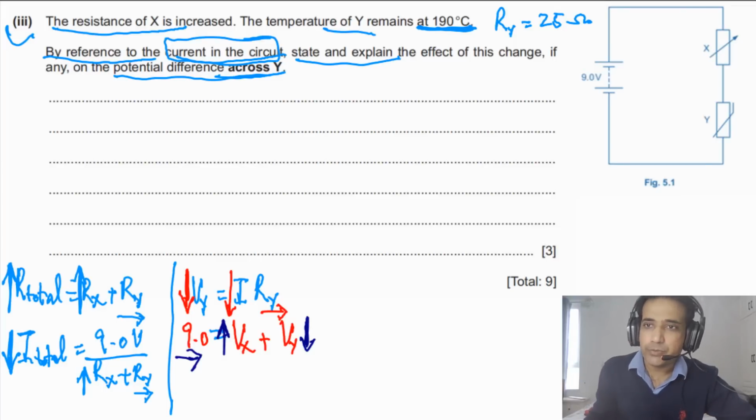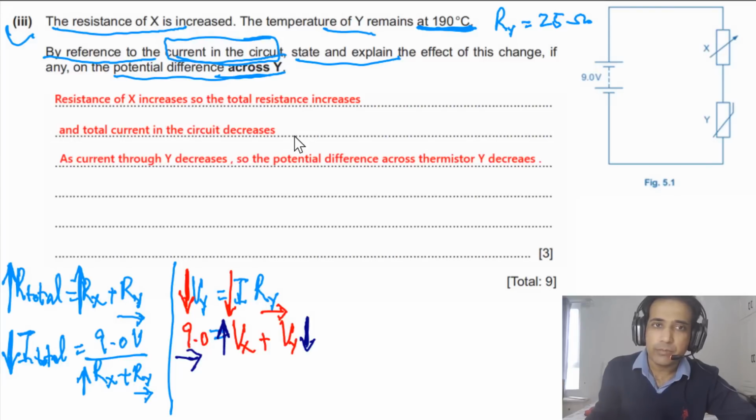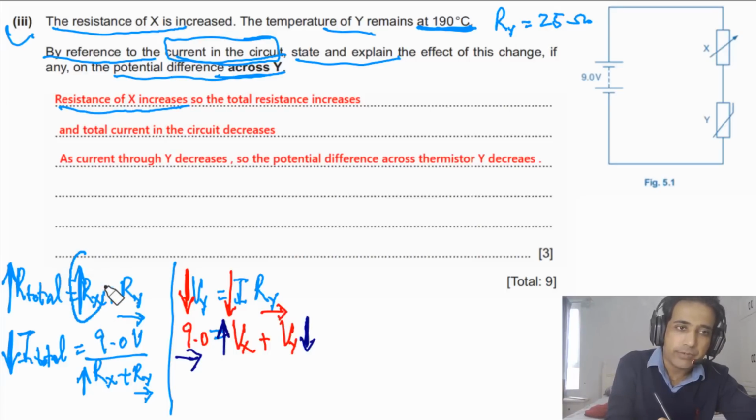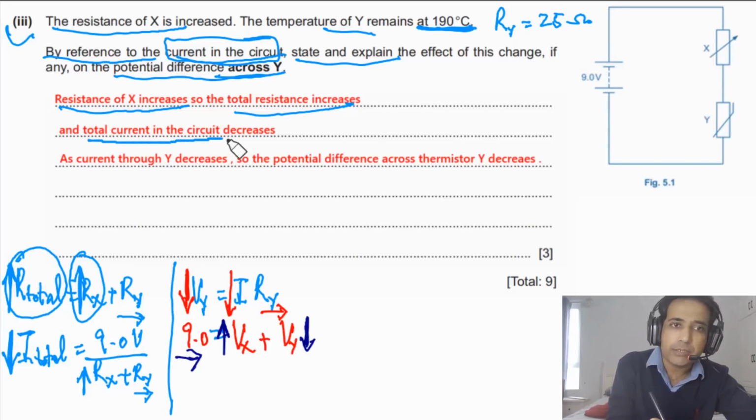Now how can we write down the answer? To write down the answer, we can mention these points. We can say in this case resistance of X increases, as we have discussed here. Resistance of X increases, so total resistance increases. We have discussed here total resistance increases, and total current in the circuit decreases, as we have discussed at this point.